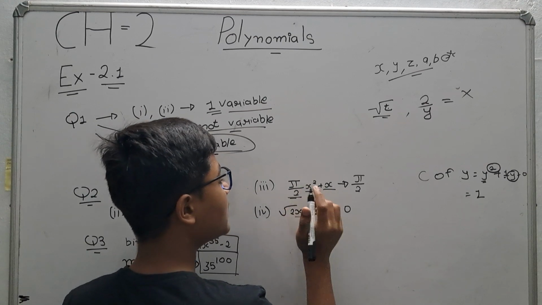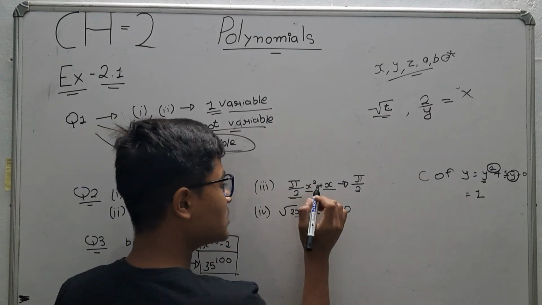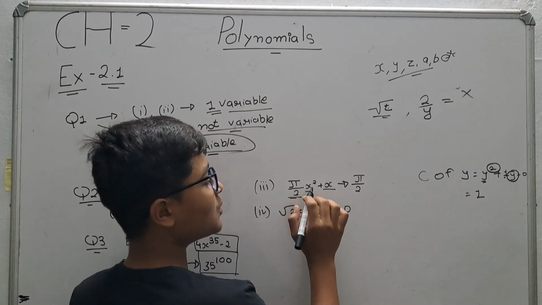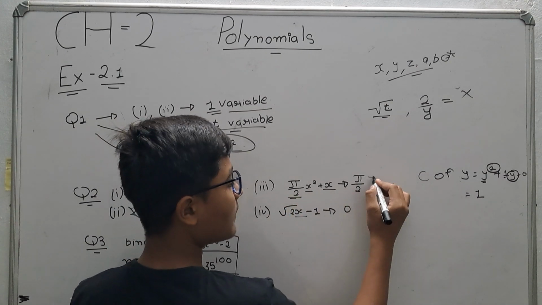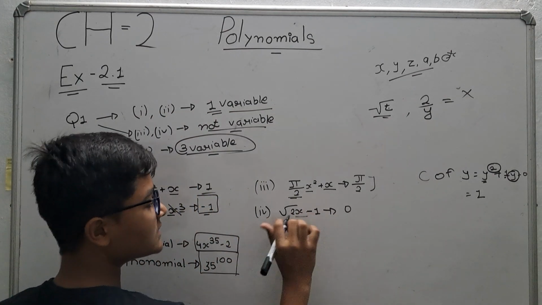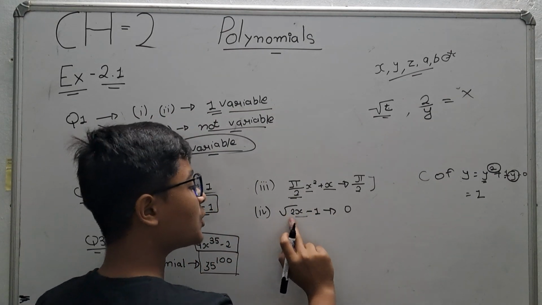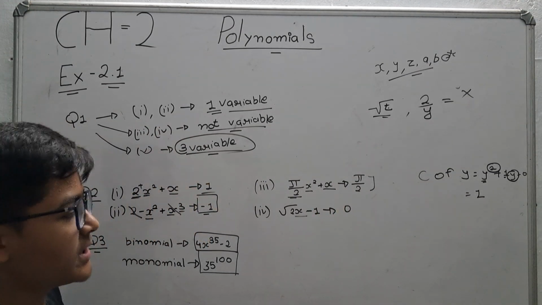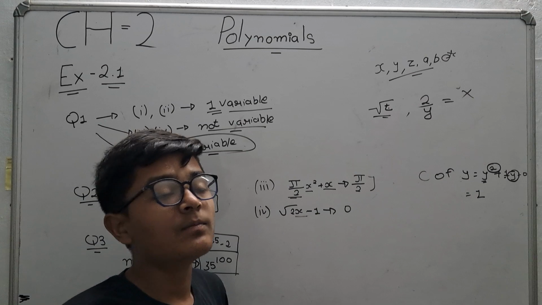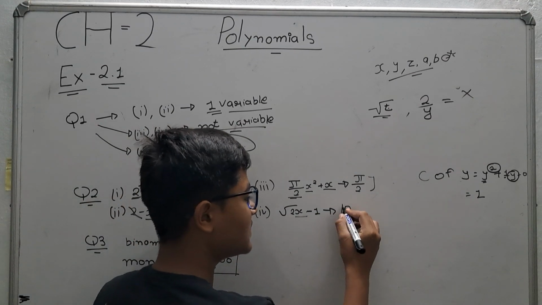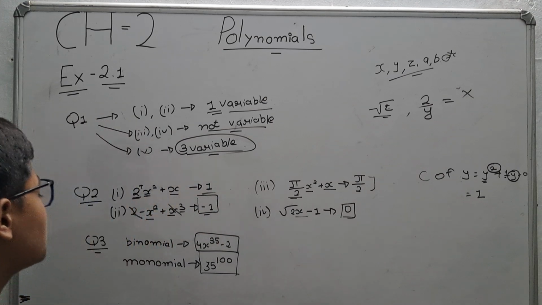Root pi upon 2 x square and x plus x. So what will be the coefficient of x square? Pi upon 2. And in the fourth one you can see root 2x plus 1. In this expression there is no x square, so the coefficient will be 0. So the answer is 0. Now let's see question number 3.